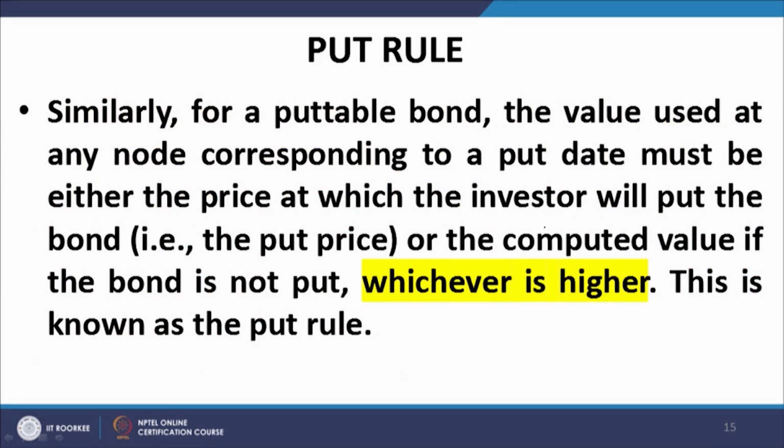Similarly, we have the put rule. Let me read it out for you again. In the case of a putable bond, the value used at any node corresponding to a put date must be either the price at which the investor will put the bond, or the computed price if the bond is not put, whichever is higher. Because what is the put option? A put option confers the right on the investor to return the bond to the issuer and demand back the repayment of the relevant amount of debt.